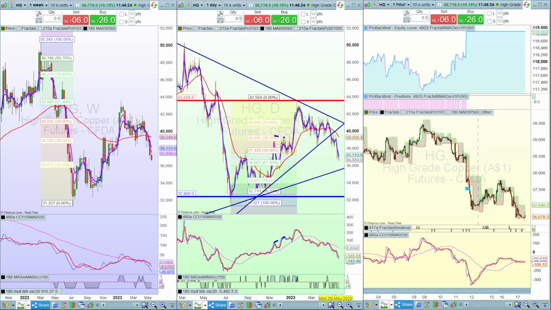Today is May the 17th, 2023. This is the high grade copper price technical analysis. You can see here on our weekly, it's a bearish signal, and on our daily likewise it's a bearish signal, which gives us way for trading the lower time frames like the hourly. So let's look at each of these.